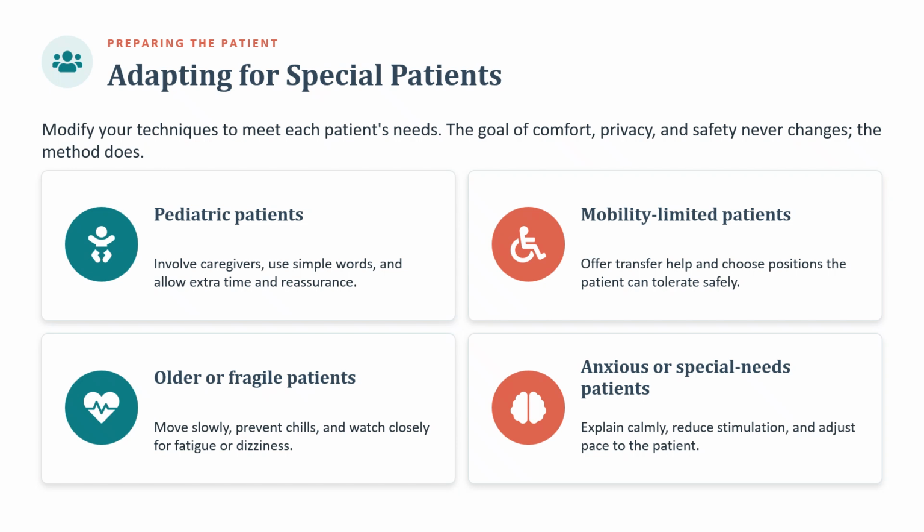With mobility limited patients, offer transfer help and choose positions the patient can tolerate safely rather than forcing a standard position. With older or fragile patients, move slowly, prevent chills by keeping them covered, and watch closely for fatigue or dizziness, especially when they change position. With anxious patients or those with special needs, explain calmly, reduce noise and stimulation, and adjust your pace to match what the patient can handle.